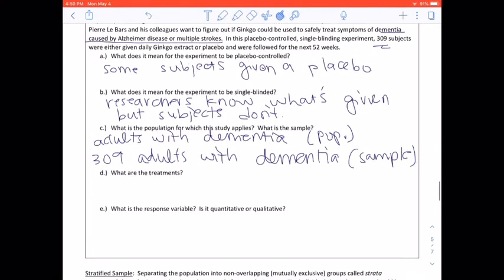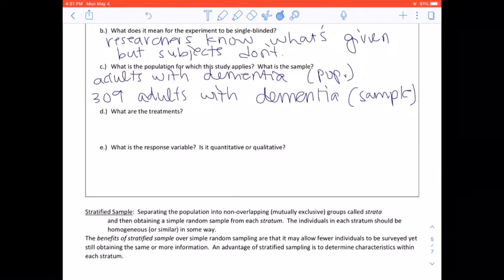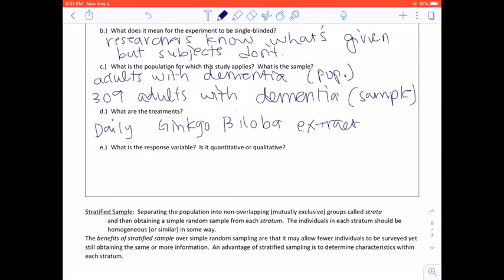The next one says, what are the treatments? So the treatments were they received a daily ginkgo biloba extract, and they received this extract for 52 weeks, so for a year, for 52 weeks.